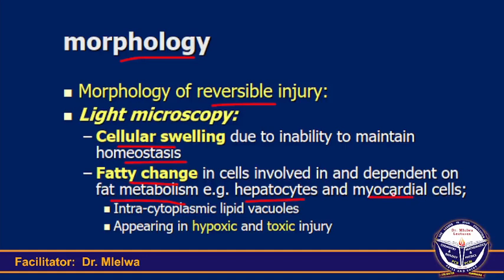So in these cells, what we shall see is the fat change. We'll discuss later what the fat change is and how it can be observed in a microscope. You can observe the intracytoplasmic lipid vacuoles. In the cytoplasm, you can observe vacuoles filled with lipid. Appearing in hypoxic and toxic injury. Kwa kawaida hiyo inatokea kwenye hypoxic. Hypoxic means a cell imekosa oxygen.